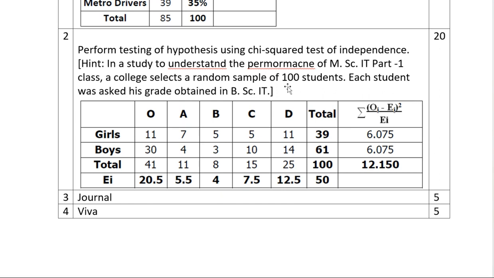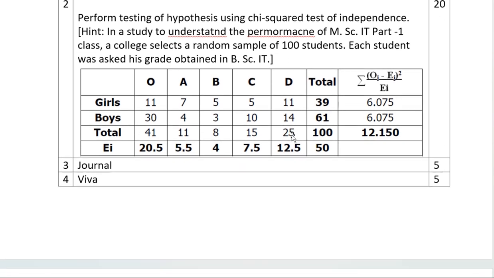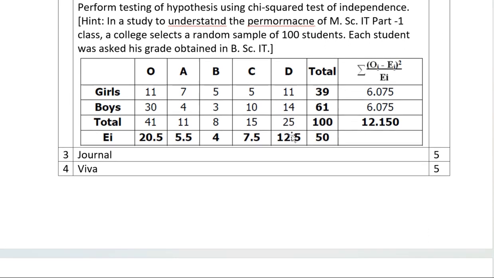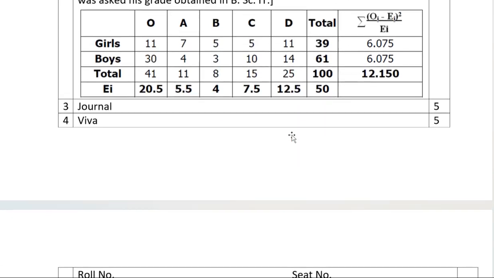So basically MSc IT students might have done BSc IT. So data of 100 BSc IT students is taken, and we have to understand their performance in MSc IT part 1. For that the 100 student data might be given and we have to find how many girls and how many boys got O grade, A grade. Otherwise we can use this sample data and perform the chi-square test of independence in Excel.